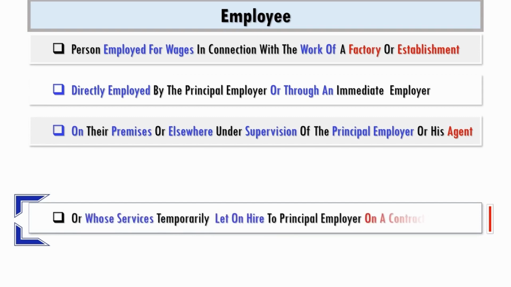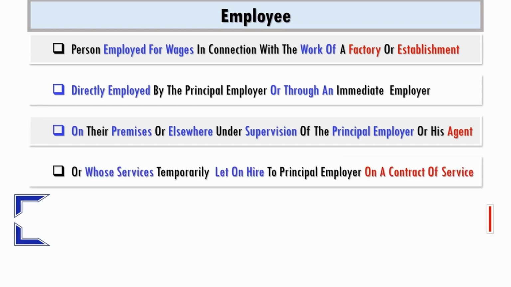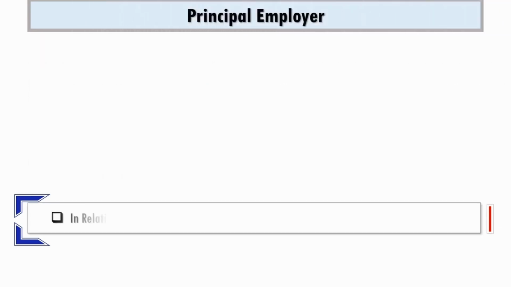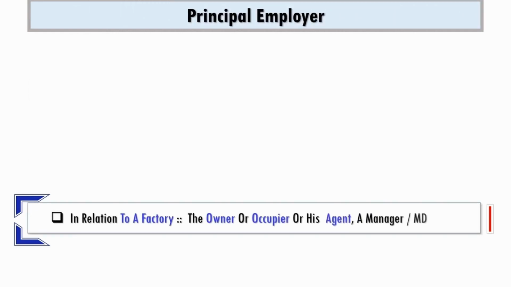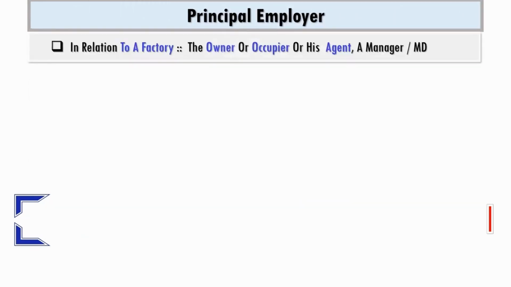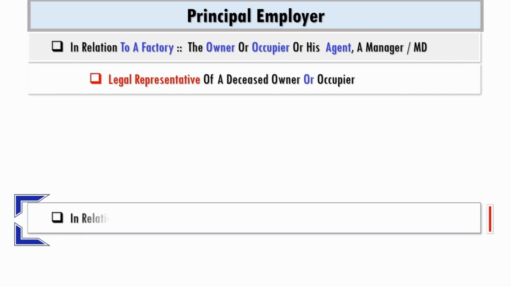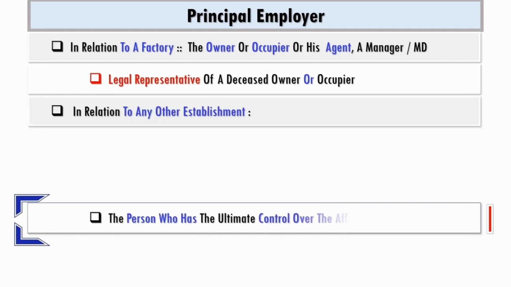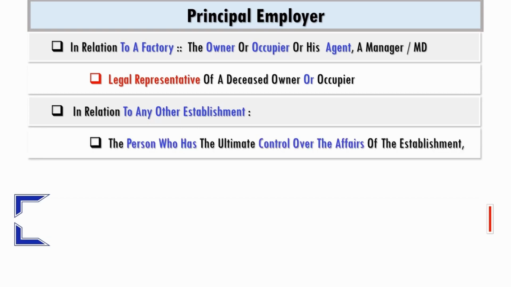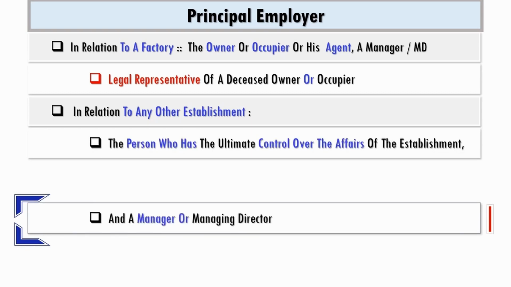And it also includes one whose services are let on hire to the principal employer on a contract of service by the immediate employer. In relation to a factory, principal employer means the owner, occupier or his agent, a manager or managing director, or it includes the legal representative of a deceased owner or occupier. As related to any other establishment, principal employer means the person who has the ultimate control over the affairs of the establishment. It includes a manager or a managing director.